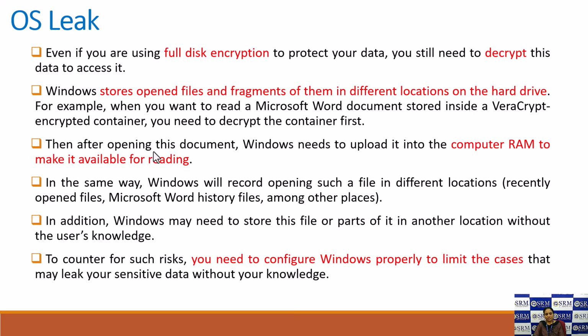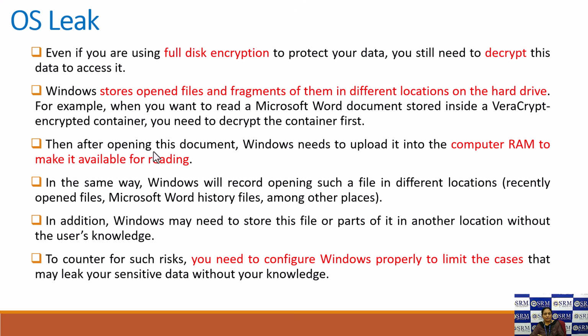Then the OS leak. Even if we are using full disk encryption to protect our data, we still need to decrypt the data to access it. Every one of us is sure, right? If you have full disk encryption, we have to decrypt. So Windows stores, as I already told you, the open files and fragments of them in different locations, like paging files and system restore. In all these places they get stored.